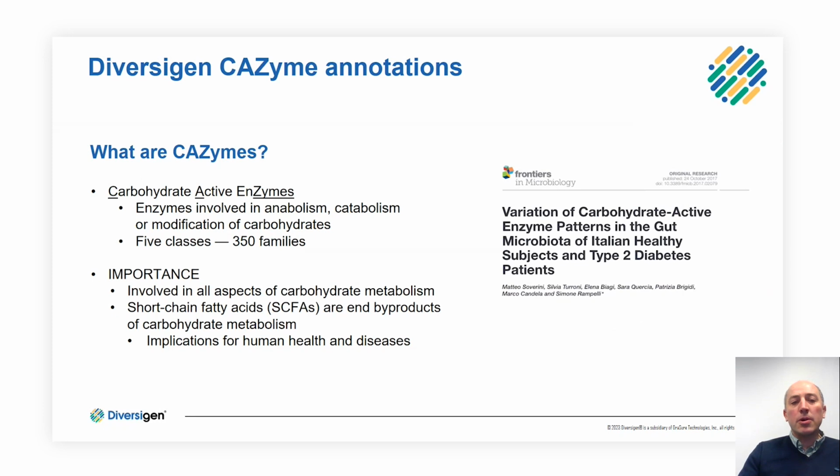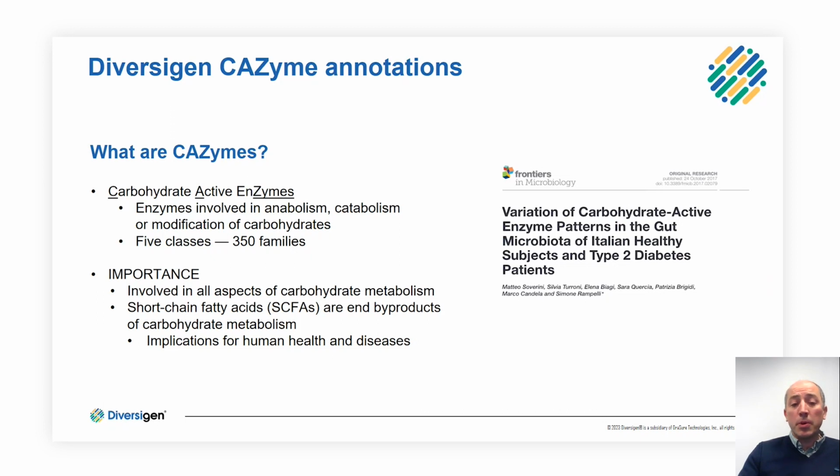One of the first things that we looked at was CAZyme. CAZyme stands for carbohydrate active enzyme. This is a large group of enzymes that is involved in the metabolism or modification of carbohydrates, so the digestion. And it's a large family: there are 5 classes and over 300 families.